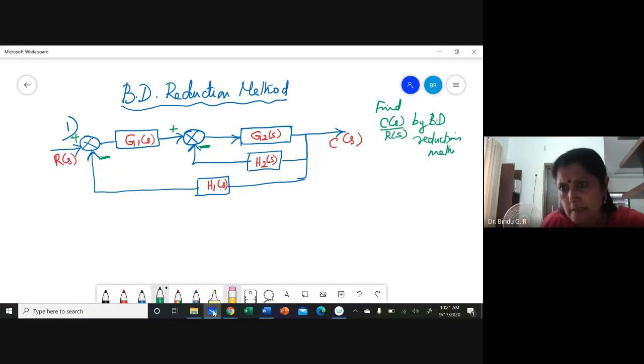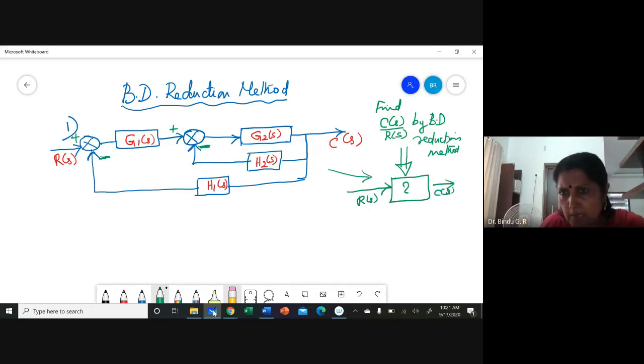This is the question, which means what I am asking you to do is I want to convert this block diagram into a single block diagram where I have R(s) as the input and C(s) as the output. What will come inside it? That is what I am asking you to do. If it is possible for me to get this, what is that? That is essentially the transfer function of the system as well, isn't it?